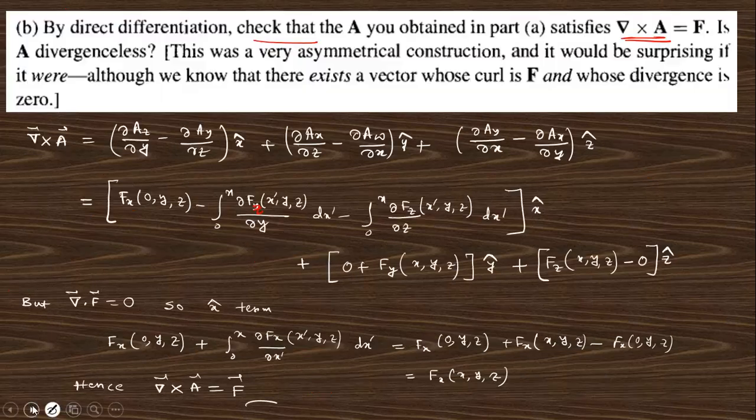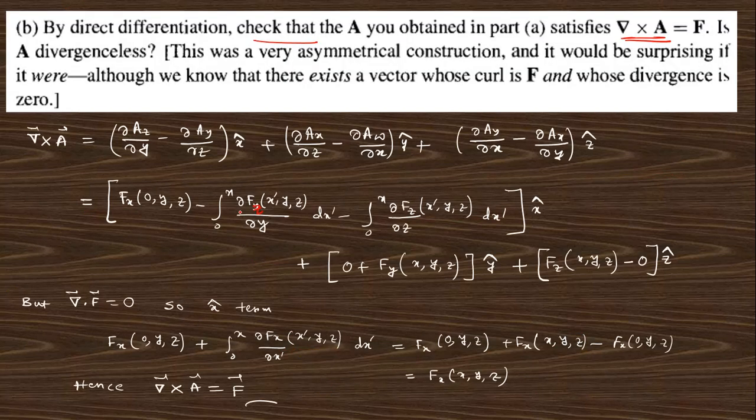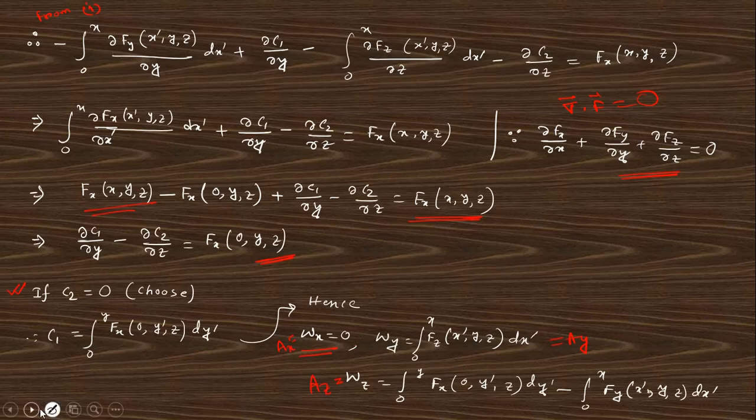This is the ∂Az/∂y term, so this is y, no problem, and minus this one, ∂Ay/∂z, this one.